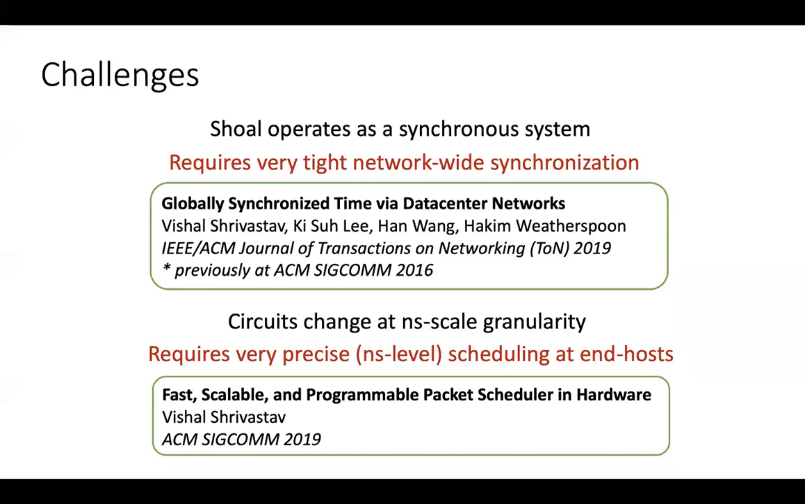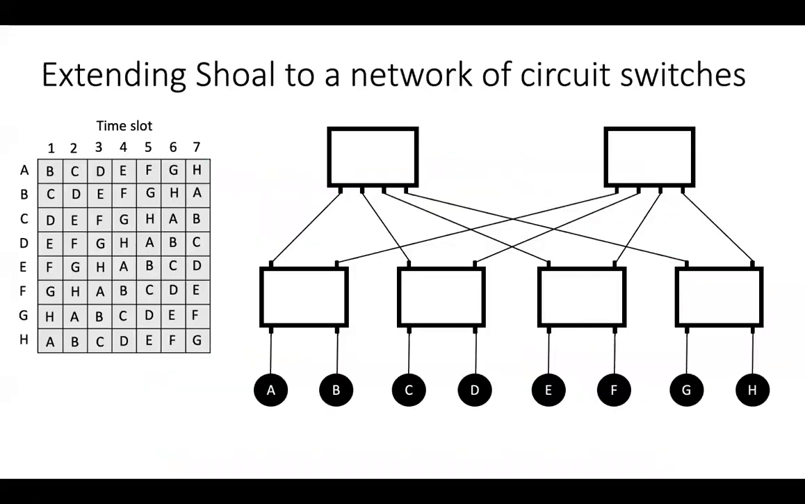Okay. So far, we have assumed that all nodes in the network were connected using a single circuit switch. But of course, in practice, that might not be the case. So in practice, what you might have is a fabric of circuit switches, low port count circuit switches. So how does Shoal work with this?